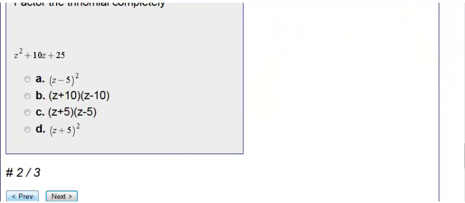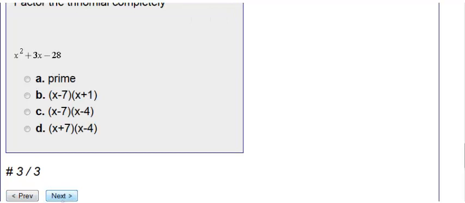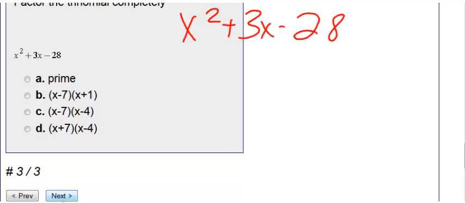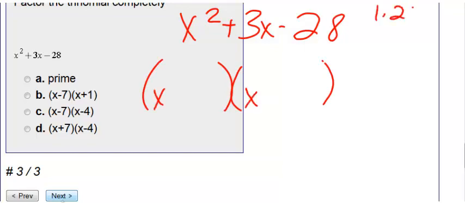Okay, and lastly, number 3, we have x squared plus 3x minus 28. We make our 2 sets of parentheses. We put an x and an x. Our factors of 28: 1 times 28, 2 times 14, 4 times 7. Okay. My goal is to get a +3.